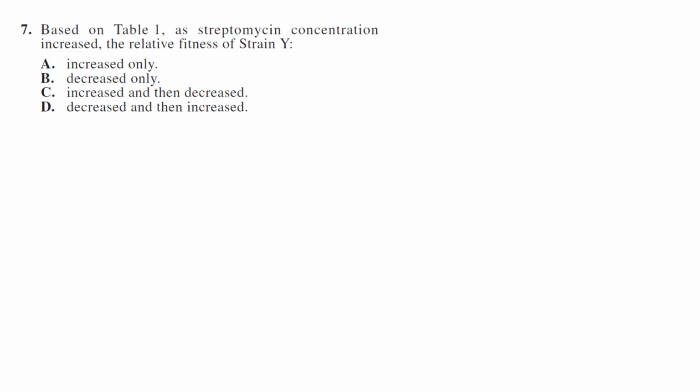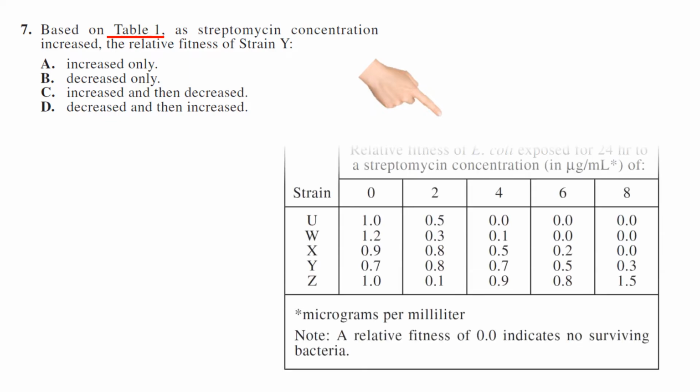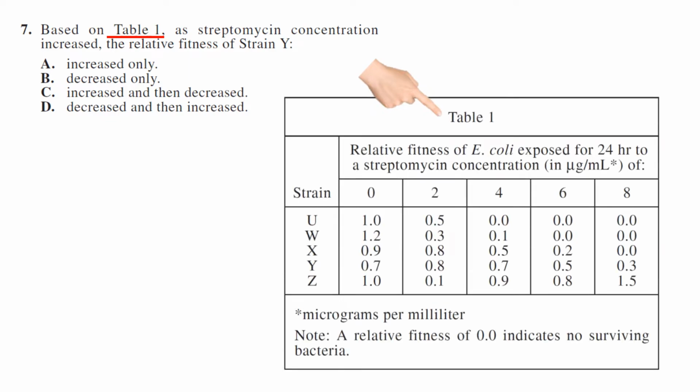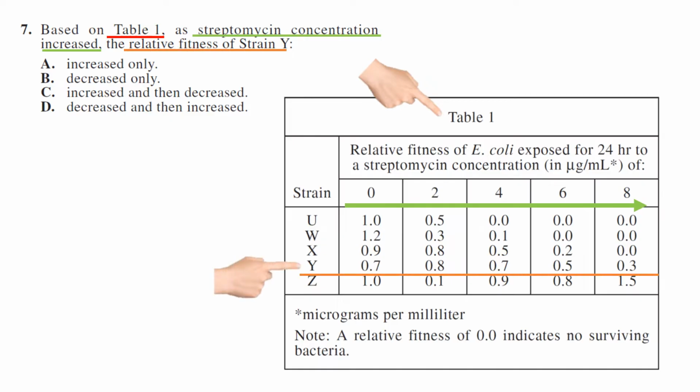So question number 7, based on table 1, put your finger on table 1. Make sure you're looking at the right place. As the streptomycin concentration increased, so that's going to be the concentration here goes from 0 to 8, the relative fitness of strain Y, finger on strain Y, what does it do? Well, it goes from 0.7 at 0, and it goes up, then down, then down, then down. So it increased, and then it decreased, so our answer has to be C.